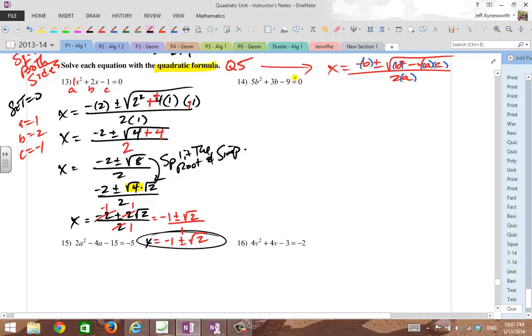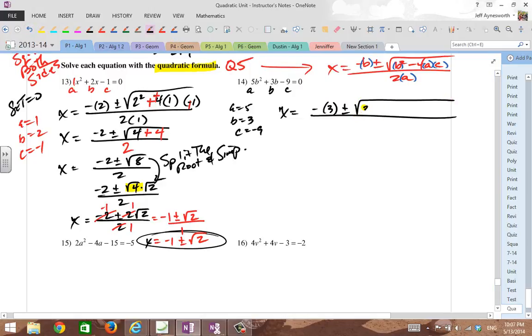Okay, so here A is, it's already set equal to 0, so A is 5, B is 3, and C is negative 9. So A is 5, B is 3, C is negative 9. So you just want to substitute them in first. The opposite of B, which is 3, plus or minus the square root of 3 squared, B squared, minus 4 times A times C, negative 9, all divided by 2 times A, which is 5. So your very first step is to set it up.